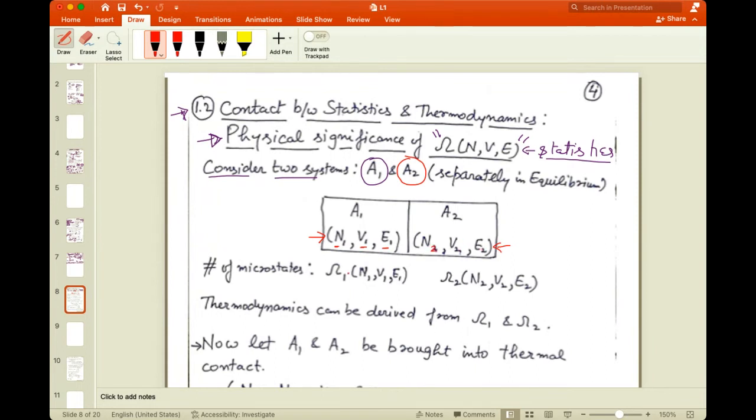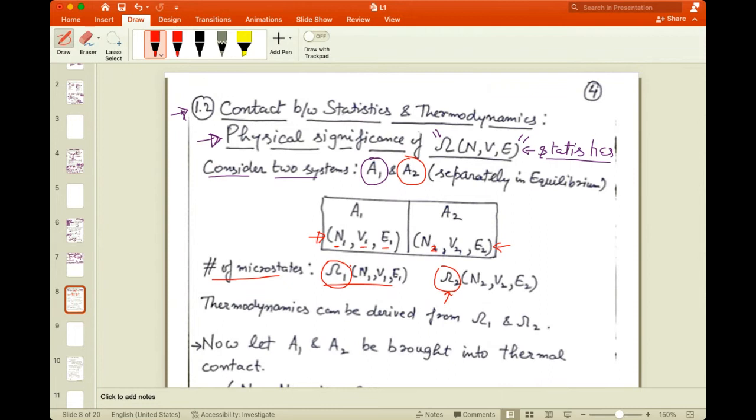Okay, so the number of microstates accessible to this macrostate N1, V1, E1 is represented by omega 1, right? I think it should not be a problem. We are just extending the ideas which we have developed last time. Similarly for system A2, the number of microstates accessible for this macrostate N2, V2, E2 is represented by omega 2. So these are the number of different possibilities which a system can be in at a given time.